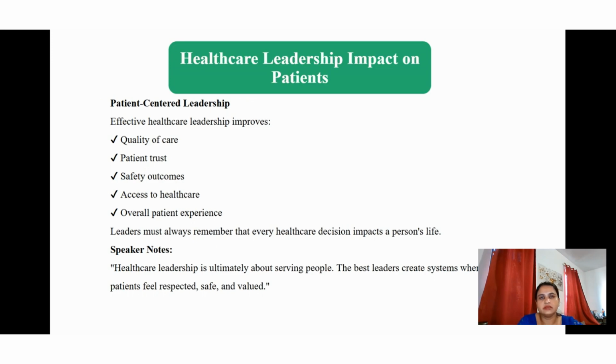Patient-centered leadership means understanding patient needs, respecting their values, and ensuring that healthcare services are safe and compassionate. The ultimate goal of healthcare leadership is improving the health and well-being of individuals and communities.